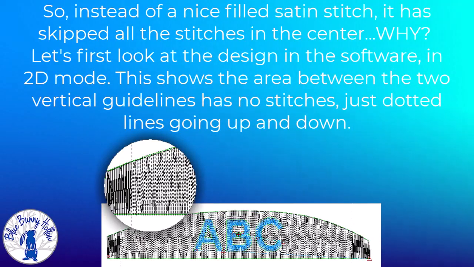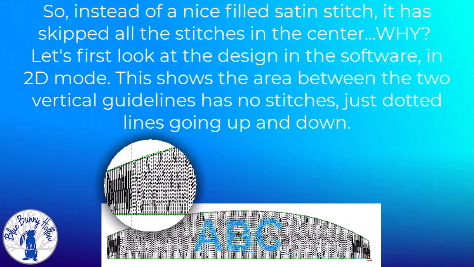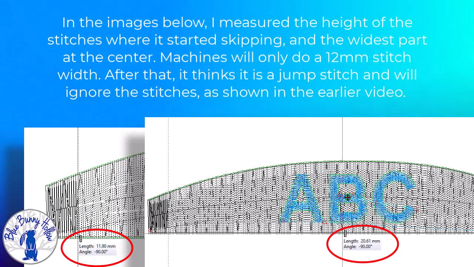So instead of a nice filled satin stitch, it has skipped all the stitches in the center. Why? Let's first look at the design in the software in 2D mode. This shows the area between the two vertical guidelines has no stitches, just dotted lines going up and down. In the images below, I measured the height of the stitches where it started skipping and the widest part at the center. Machines only do a 12mm stitch width. After that, it thinks it is a jump stitch and will ignore the stitches as shown in the earlier video.